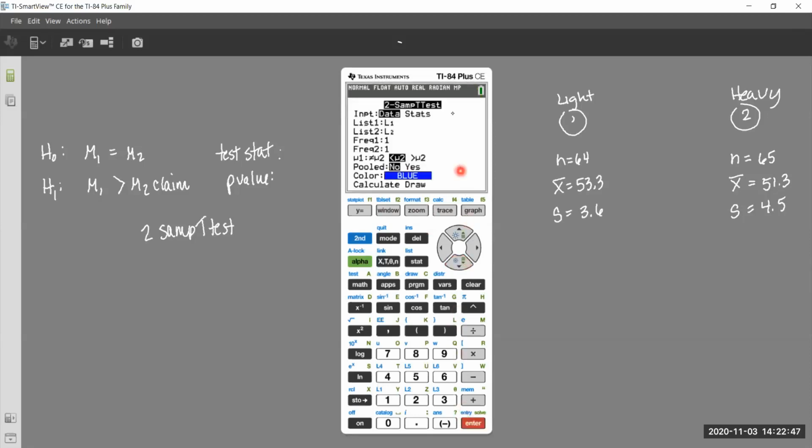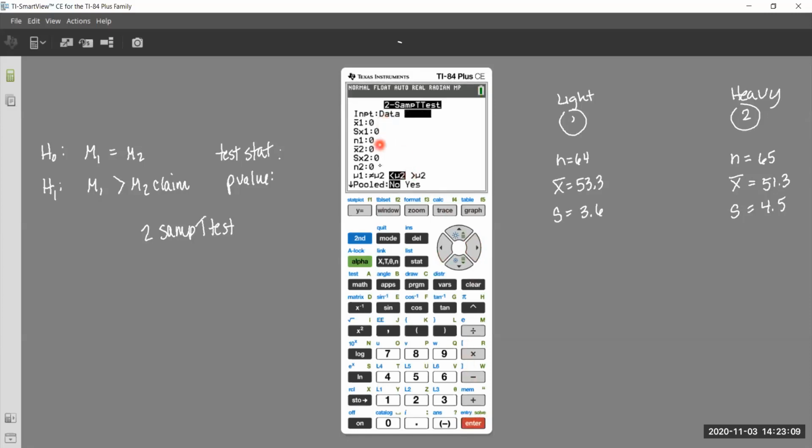What's nice about using the calculator is that it's going to prompt you for what to enter. Our first option: do we have data or do we have statistics? Well, we were not given a list of data. We will in another example, but this first example has statistics.